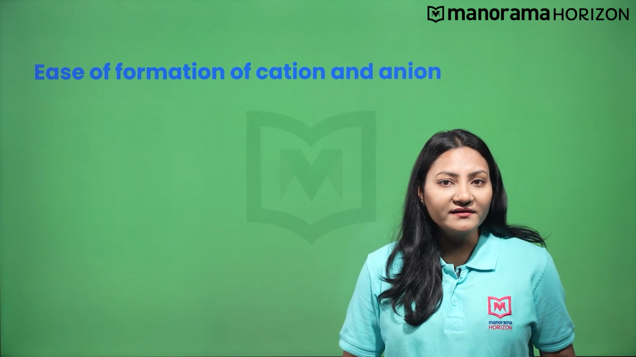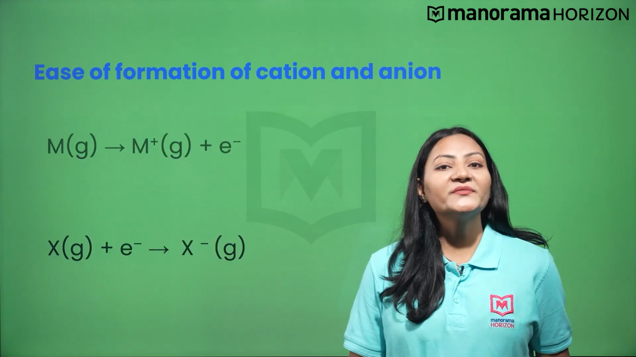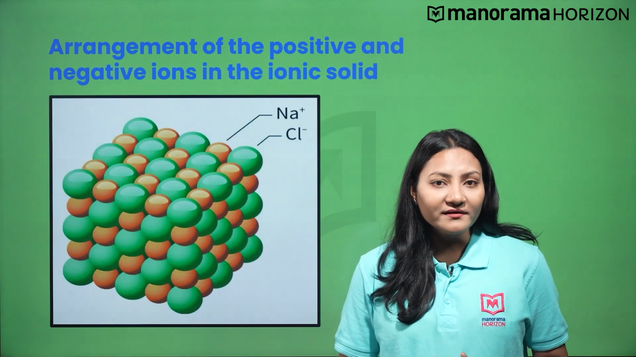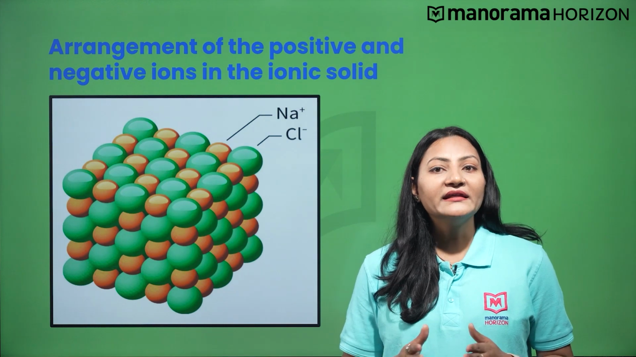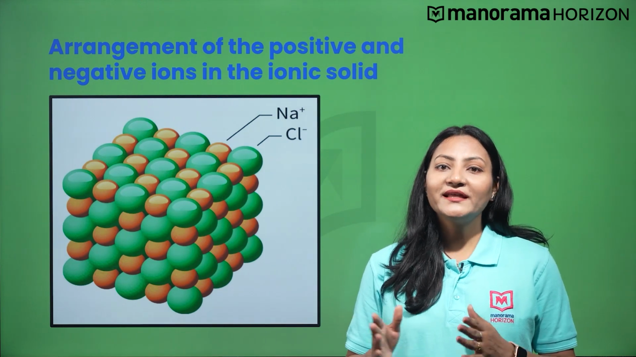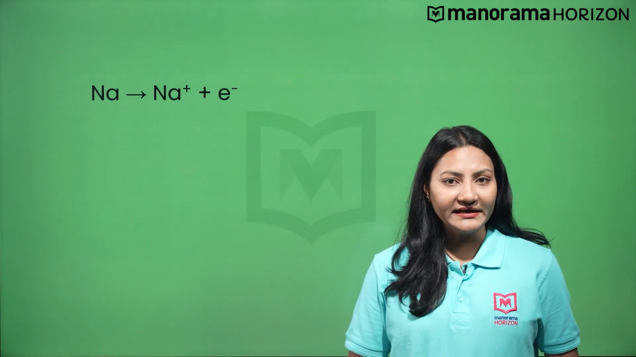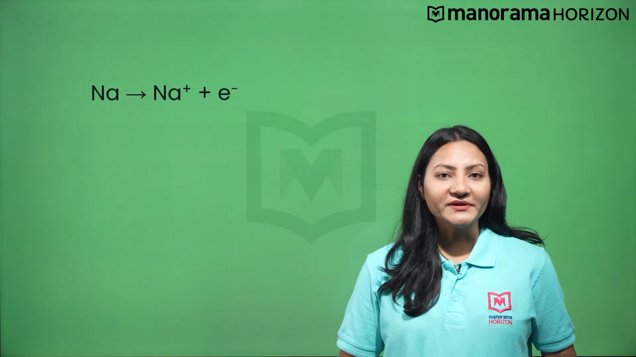The first factor is the ease of formation of cation and anion from their respective neutral atoms. And the second one is the arrangement of positive and negative ions in the ionic solid, that is, the lattice. Let us discuss these factors in detail by taking the formation of sodium chloride as an example.